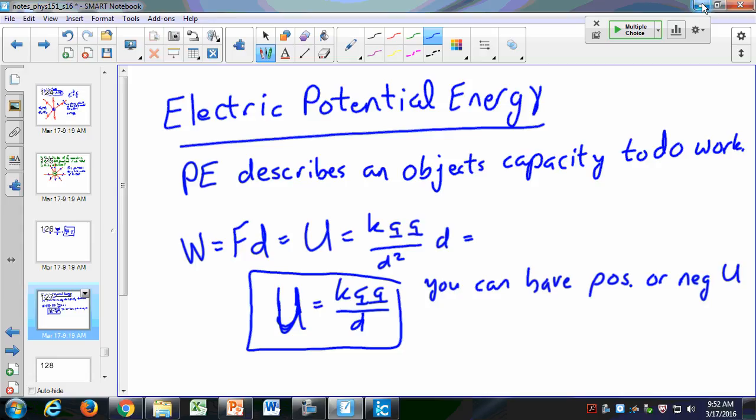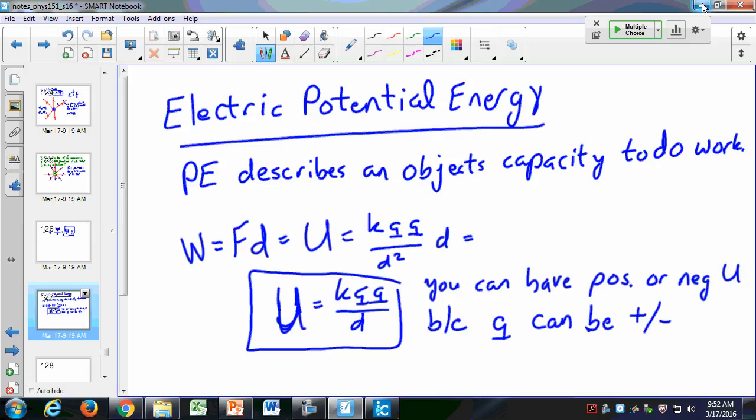So if you imagine you have two positive charges, they want to do what? If you let them go, they're going to repel from one another. And we would call that positive energy. Whereas if I have a positive and a negative charge, that would have negative energy. If I let them go, they would attract to one another. Okay? So it just comes about from the signs. So you can have positive or negative U because Q can be positive or it can be negative.